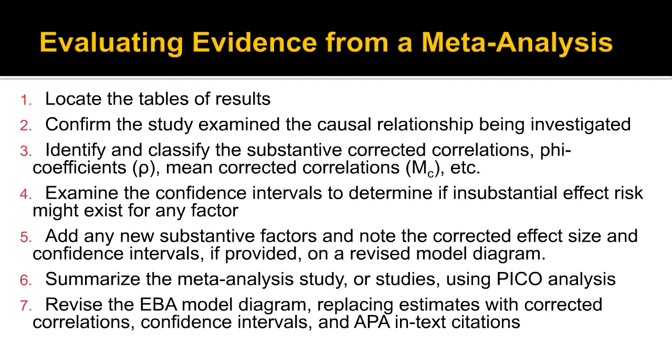Meta-analyses report the corrected correlation in various ways. The simplest is a column under the phi coefficient, or that letter rho. Alternatively, you may find a series of columns making small correlation corrections leading up to a final mean corrected correlation. There are also other, less common formats.